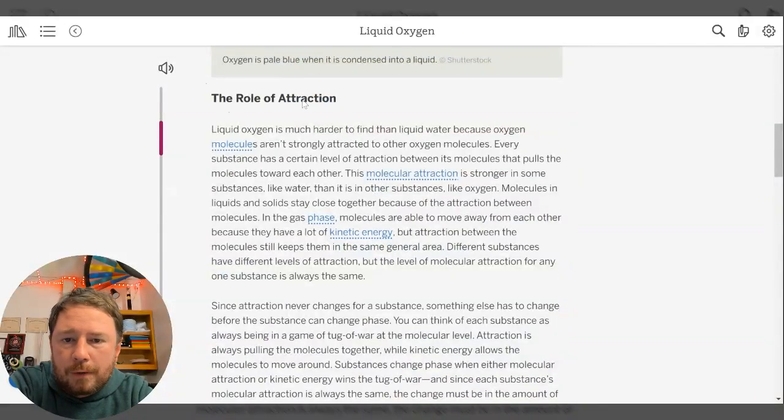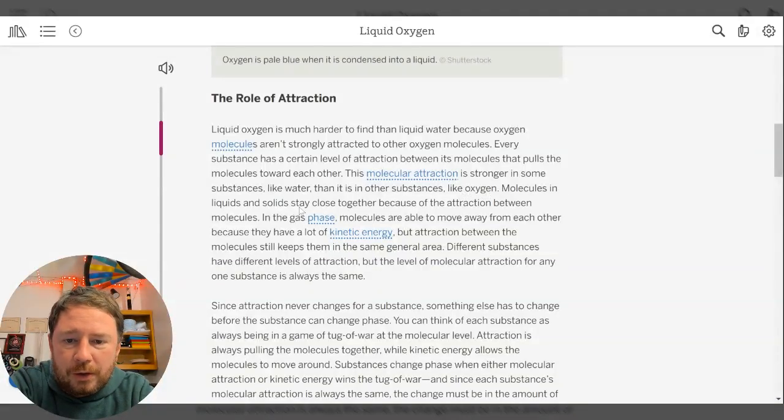The role of attraction. Liquid oxygen is much harder to find than liquid water because oxygen molecules aren't strongly attracted to other oxygen molecules. Every substance has a certain level of attraction between its molecules that pulls the molecules towards each other. This molecular attraction is stronger in some substances, like water, than it is in other substances, like oxygen.